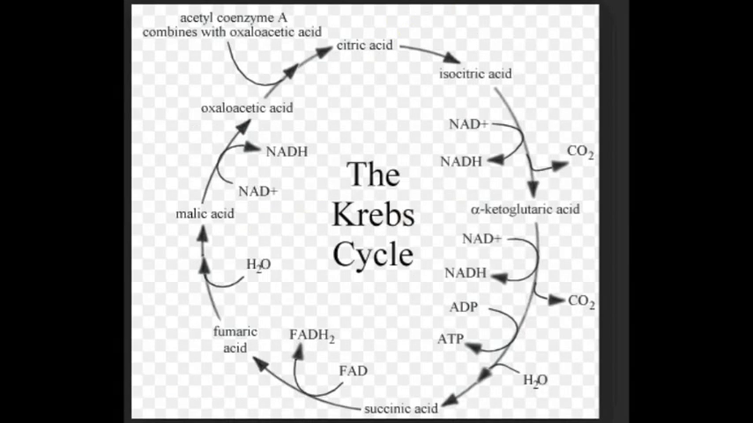The Krebs cycle is part of cellular respiration. It is a series of chemical reactions used by all aerobic organisms to make energy. It comes after the link reaction and provides the hydrogen and electrons needed for the electron transport chain. It takes place inside the mitochondria.